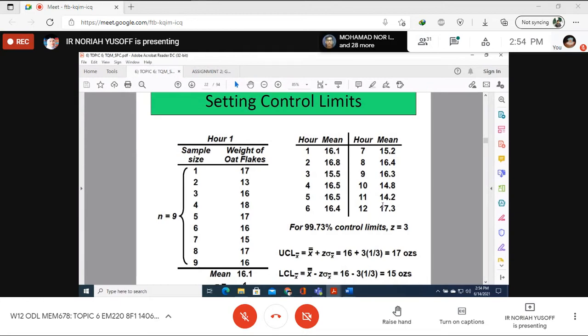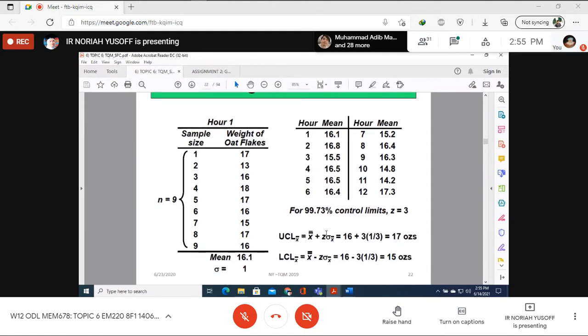Okay. Now dalam kes ni, the Z value is actually, they take the Z value of 3. So the control limits ataupun the Z value of 3 refers to the set 99.73%. So at any point of time, they are confident that their process will fall between this 99.73%. Itu assumption dia. So, just substitute into the formula to find the upper control limit value.